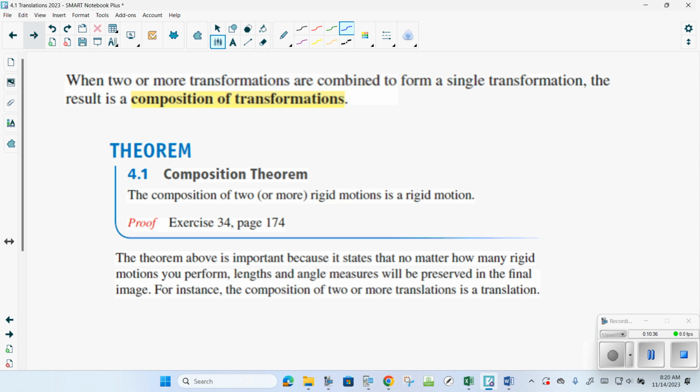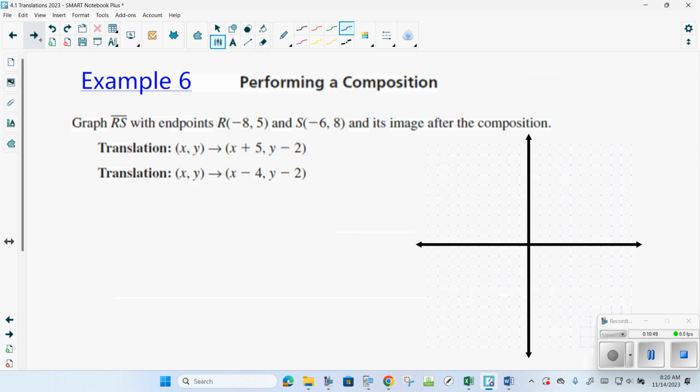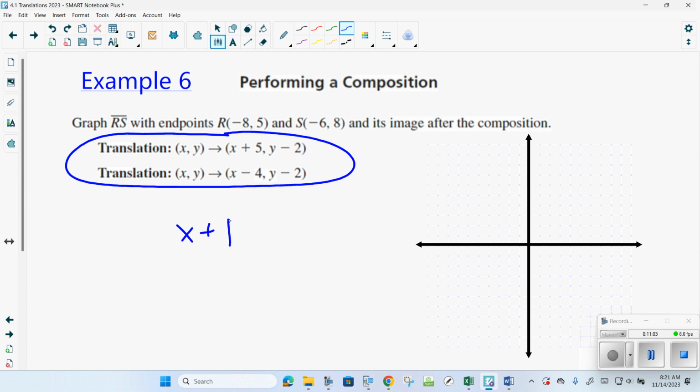When two or more translations are combined to form a single transformation, this is called composition of transformations. Okay? The theorem above is important because it states no matter how many rigid motions you perform, the length and angle measures would still be preserved. So they're asking me to do two translations here. I'm not going to do both. I'm going to combine them into one. So if I add 5 the first time, subtract 1 the second time, I'm really only adding 1. And if I subtract 2 the first time and subtract 2 again, I'm actually subtracting 4. So I'm going to combine these two translations into one.